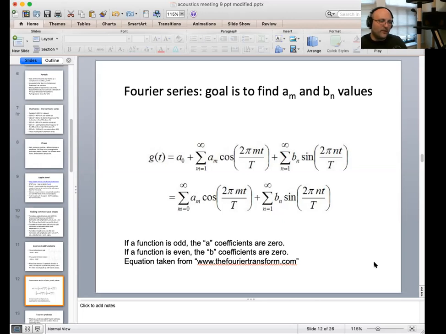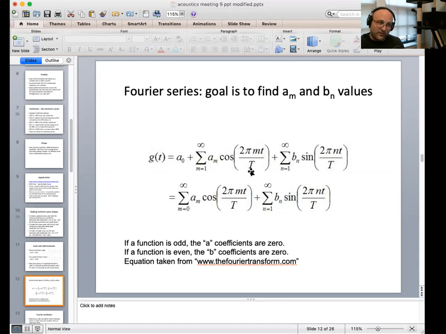I took this from a site which has some good introduction called www.thefouriertransform.com. Most places you'll look up will have something in it that looks like this. M and N here, I mean, this should be somewhat familiar stuff if you've gone through notes in previous lessons in the class. M and N just represent harmonic numbers, right? So 1 is for the fundamental, 2 is for the second harmonic, and so on.